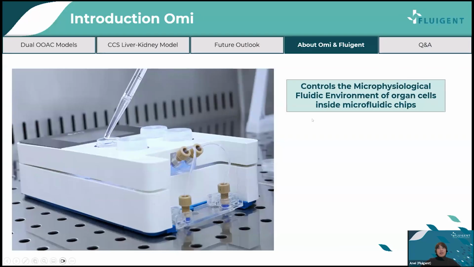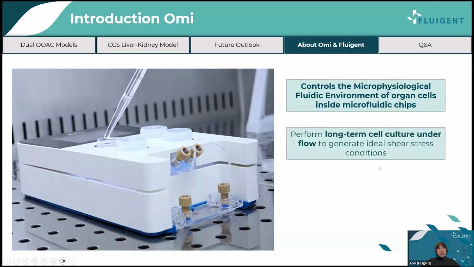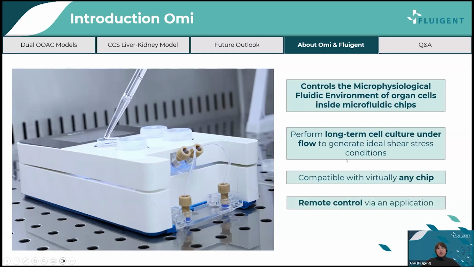What is Omi? It's an organ-on-chip platform that can control a microphysiological fluidic environment inside the microfluidic chip. It performs long-term cell culture and the flow to generate ideal shear stress conditions. It's compatible with virtually any chip. So as you saw, Easy used it with Beyond Chip, but also with the BD chip slides. You can control it with an application on a tablet through Bluetooth or Wi-Fi, and it automates not only recirculation, but perfusion, injection, and sampling.